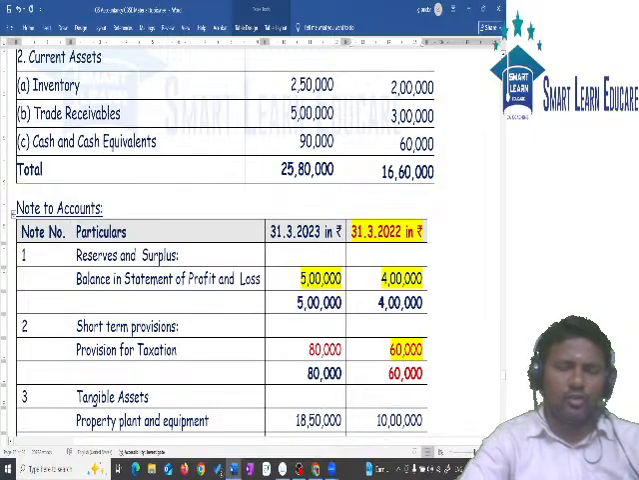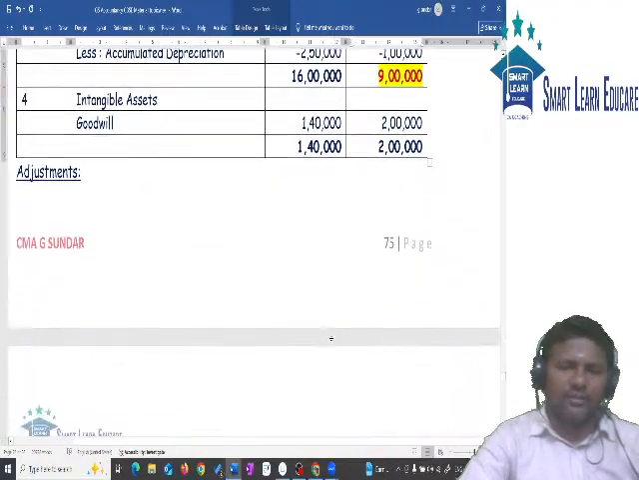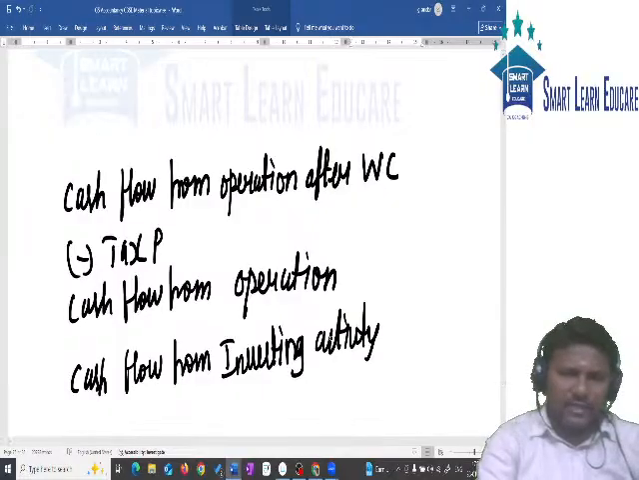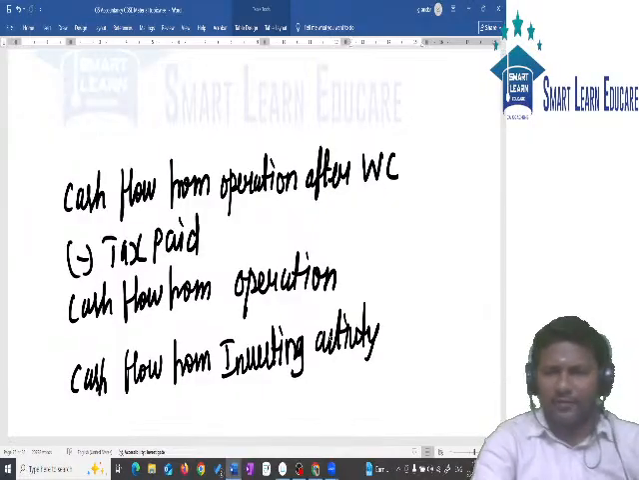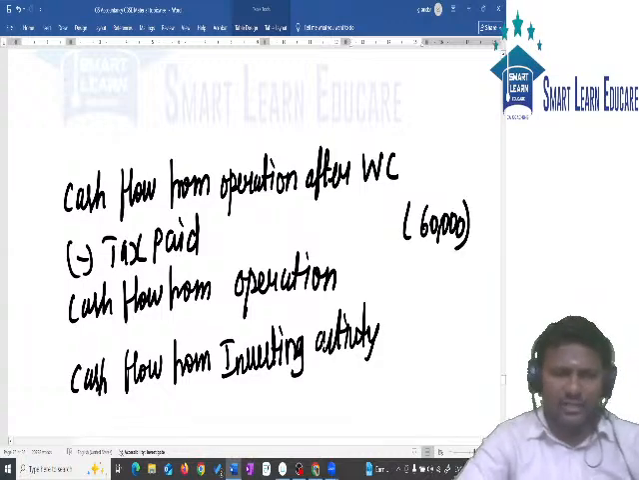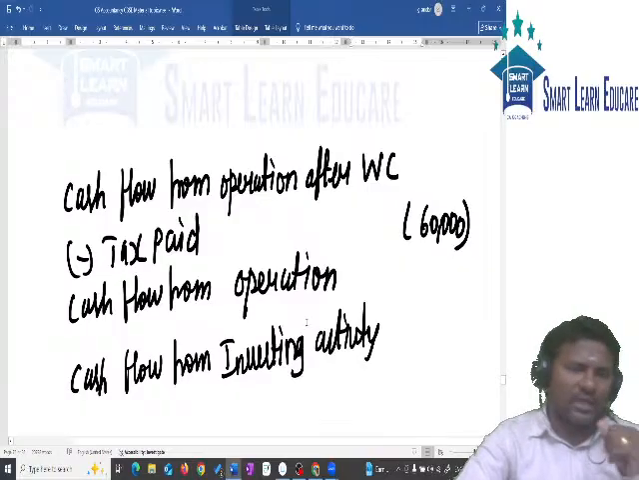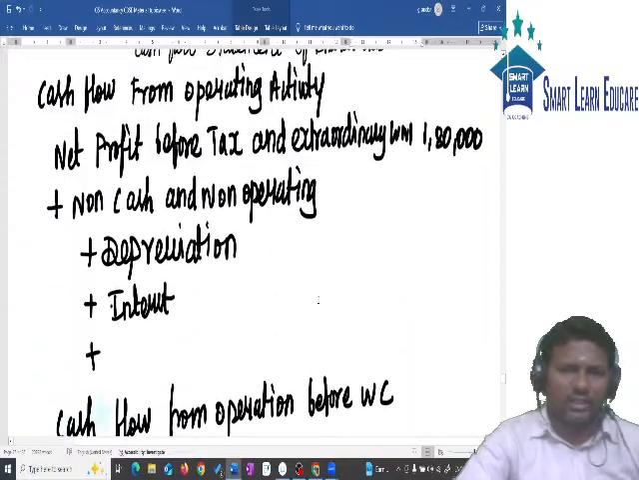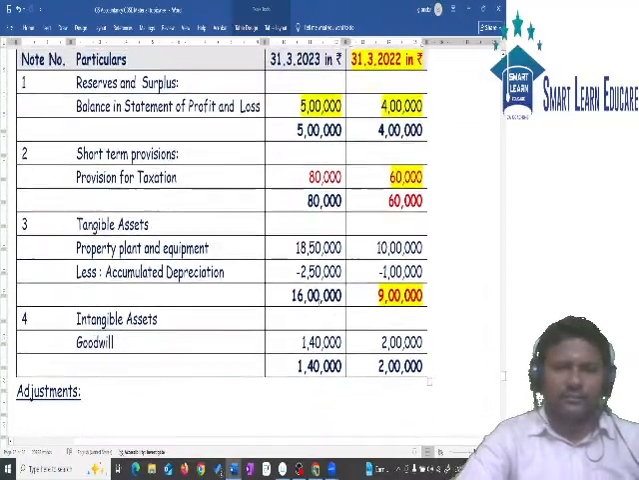The 60,000 should be treated as tax paid. It is an outflow of cash. I will repeat: change in profit is 1 lakh. Current year provision for tax is 80,000, that should be added back. What is net profit before tax? It is 1,80,000. Next.